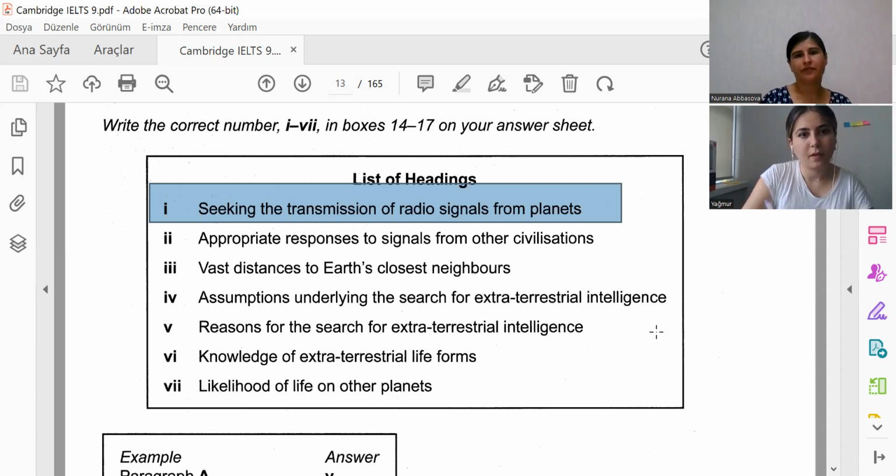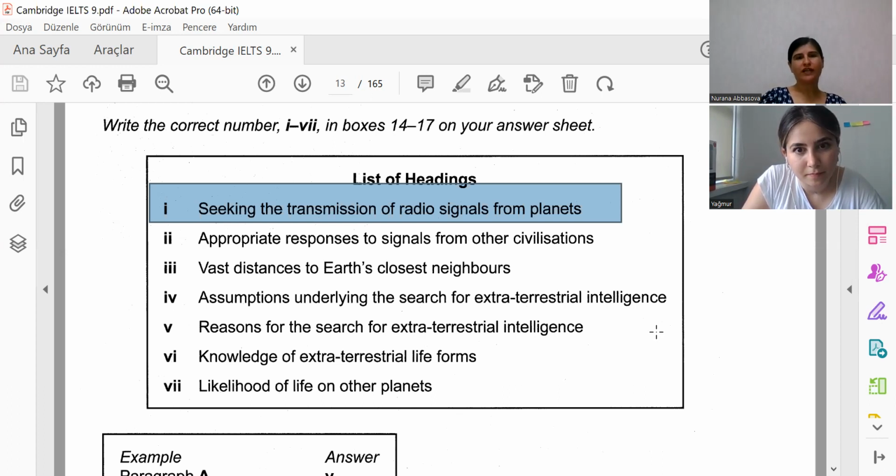I think radio signals can be a keyword, useful for us, because in that paragraph there should be something about radio signals, and I cannot see that kind of thing in other headings. And maybe the planets can be a keyword also. That's all, I think. Okay, very good approach that these words aren't in the other headings.